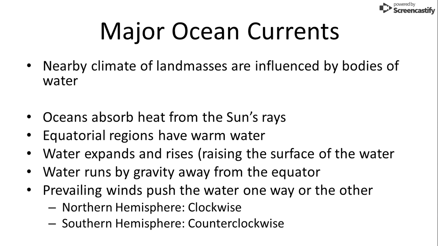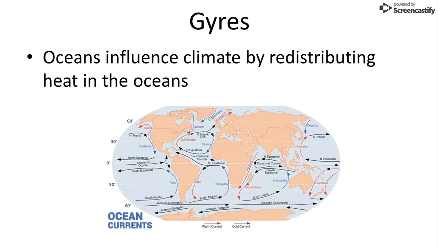The prevailing winds will push the water one way or the other, depending on the hemisphere you're in, either clockwise or counterclockwise. And so here's a picture of all the major ocean currents on Earth. You don't really need to know the specifics of each one, but what you should remember is the Gulf Stream. The Gulf Stream stems from this equatorial region, and it comes up past the east coast of the United States and over into Europe.